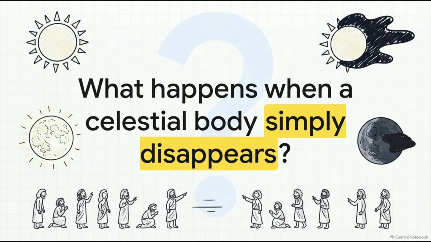Have you ever looked up at the sky and wondered what actually happens when a celestial body just disappears? I mean, one moment the sun is beating down or a huge full moon is glowing, and the next, this creeping darkness just swallows it whole. It's a phenomenon that has literally stopped humanity in its tracks for thousands of years. But what's really going on up there in the dark?